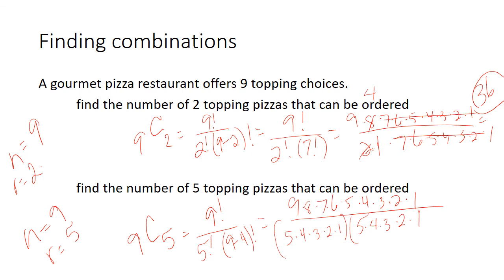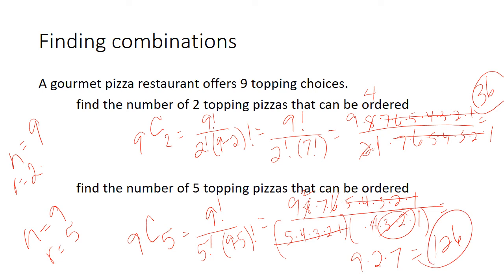Why did I do a 4 right there? Sorry, little mistake. That shouldn't be a 4. That should be a 5, which means that this is a 4 factorial. Cancel those out. This 3 times 2 cancels out that 6 right there. My 8 can cancel with my 4. So that will leave me with 9 times 2 times 7, which is 126. There's just 126 combinations of 5-topping pizzas that could be ordered.